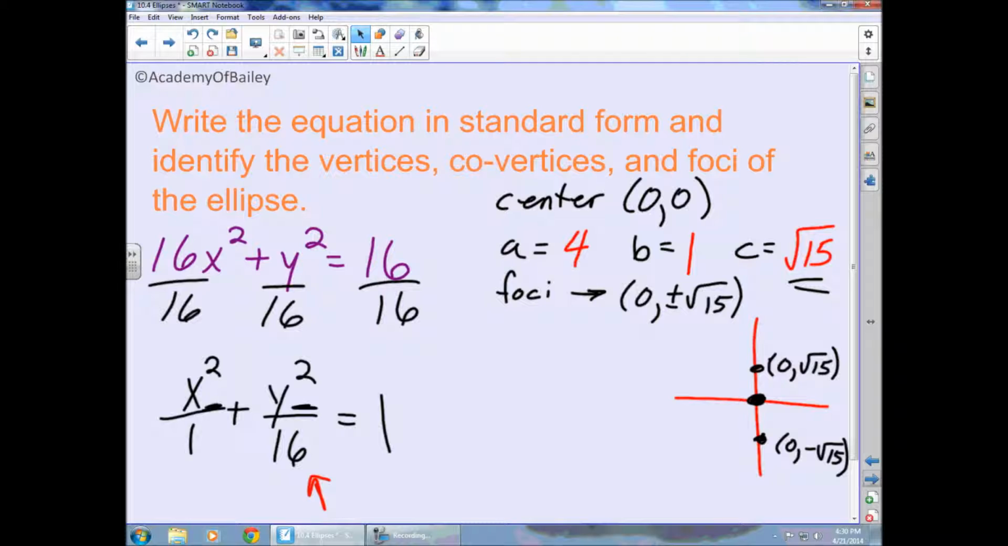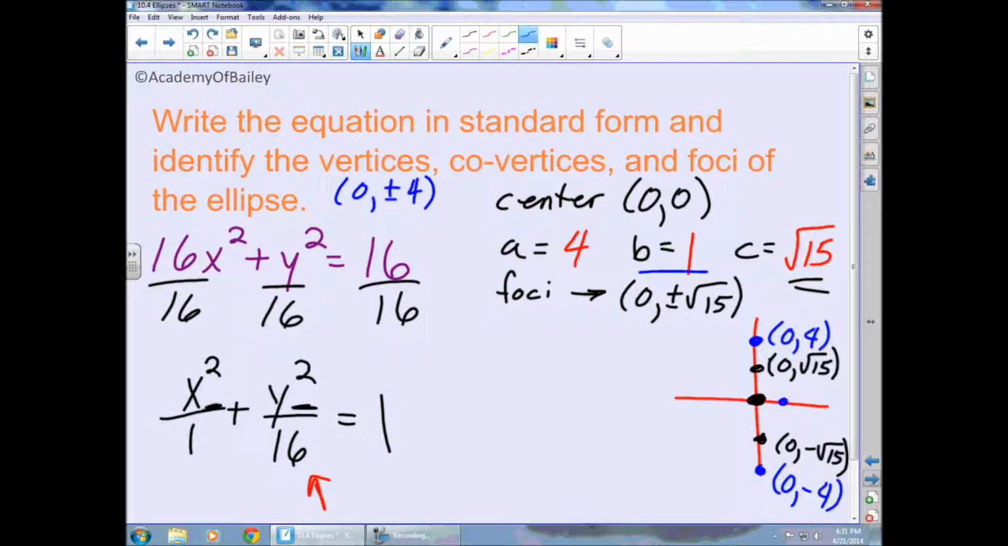Now identify the vertices and the co-vertices. It's pretty easy to do once you know what A is. Since we know A is 4, we know that you go left and right 0 and you go up 4. Well, once you know A is 4 and that it's a vertical major axis, and the same thing here, you're going down 4. So that would be the vertices, right? 0, positive, negative 4. And then the co-vertices, that's dealing with left and right, and that is letter B. So that would be 1, 0 and negative 1, 0.